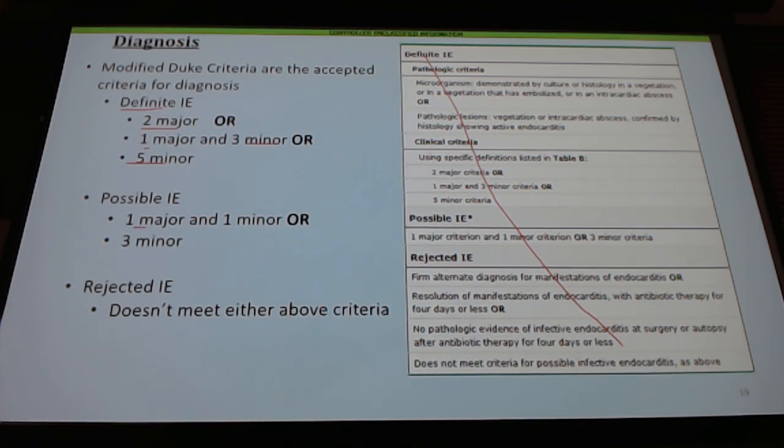If they only have 1 major and 1 minor, or they have 3 minors, so you don't meet the criteria for definite, then it's still possible that they have infective endocarditis. And then if they don't meet this criteria, then you can reject infective endocarditis as a potential cause for their condition.